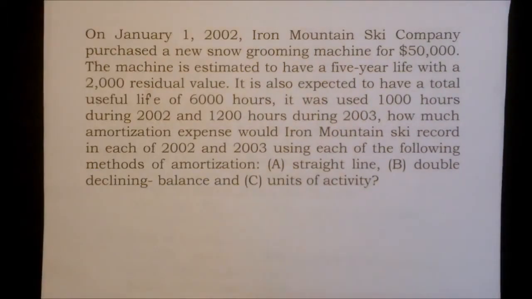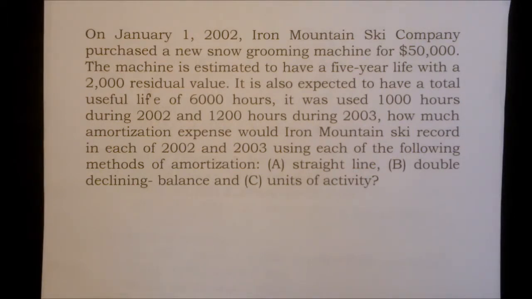So we have an example for you. On January 1st, 2002, Iron Mountain Ski Company purchased a new snow grooming machine for $50,000. The machine is estimated to have a 5-year life with a $2,000 residual value. It is also expected to have a total useful life of 6,000 hours. It was used 1,000 hours during 2002 and 1,200 hours during 2003.